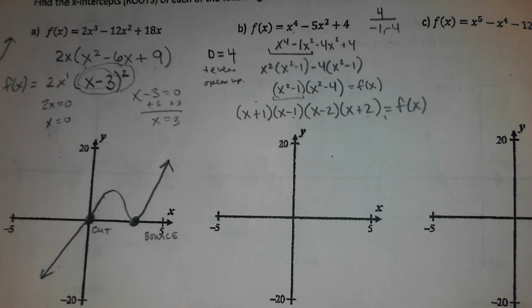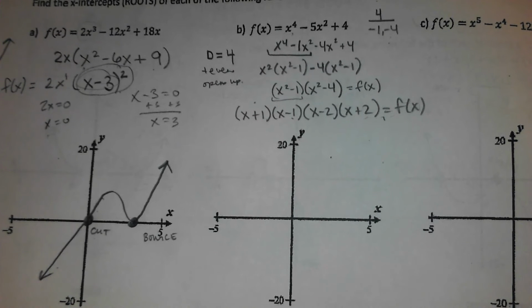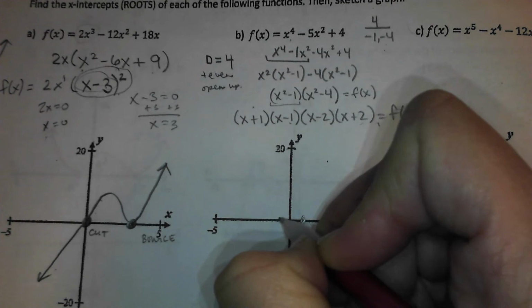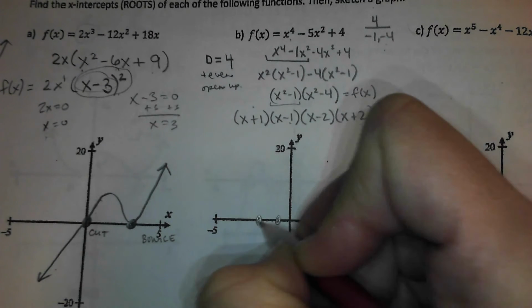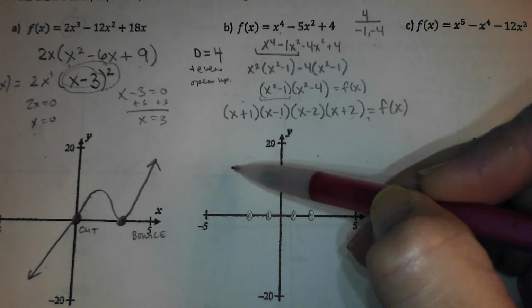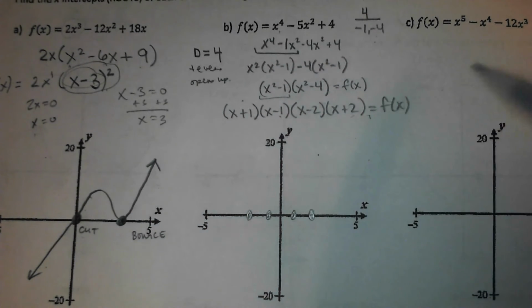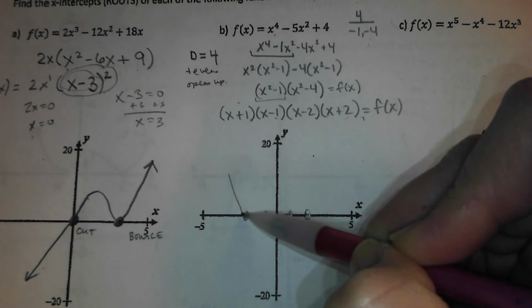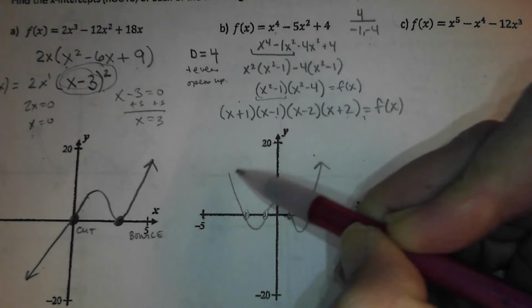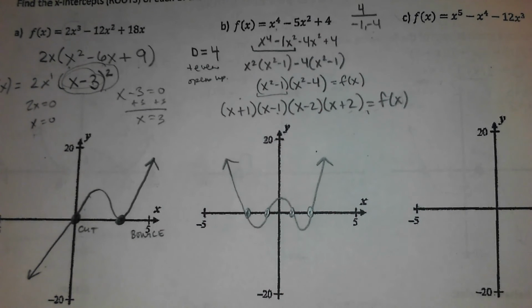So where are my roots, Morgan? Good. And so if I'm opening up, that means I'm starting high, ending high. And they're all straight cuts because they're all with a degree of 1. So I cut down, I cut up, I cut down, I cut up, and it naturally opens up.